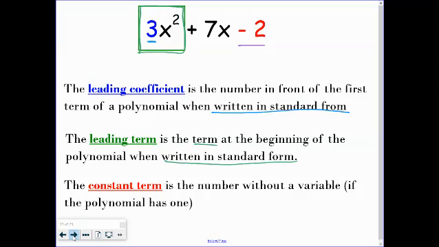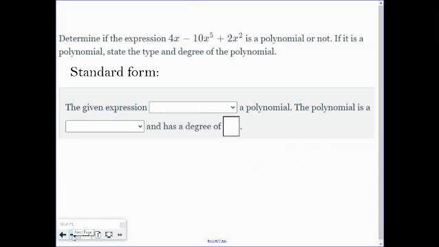All right, let's put this into practice and look at what Delta Math would give us. It says determine if the expression is a polynomial or not. If it is, state the type and degree of the polynomial. Okay? So remember, we look for negative exponents, don't have any. Fractional exponents, don't have any. Variables in the bottom, don't have any. So it is a polynomial. So this does represent a polynomial.